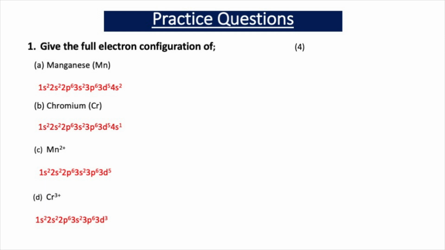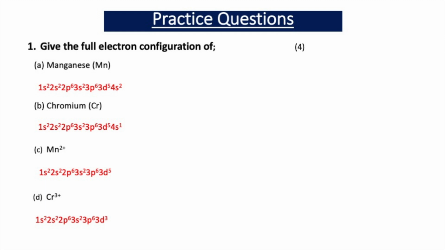Because remember, it uses one of its 4s electrons to enable it to have a half-filled d shell, which is more stable. So for Mn2+, 2 electrons have been lost from manganese, and these 2 electrons would be lost from the 4s orbital. So the electron arrangement is 1s2, 2s2, 2p6, 3s2, 3p6, 3d5.